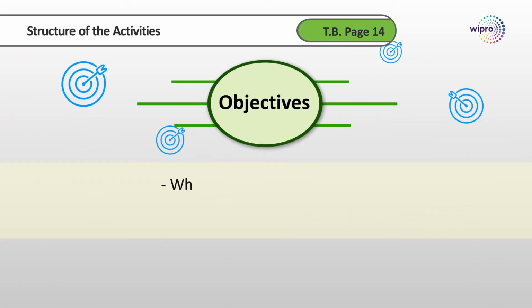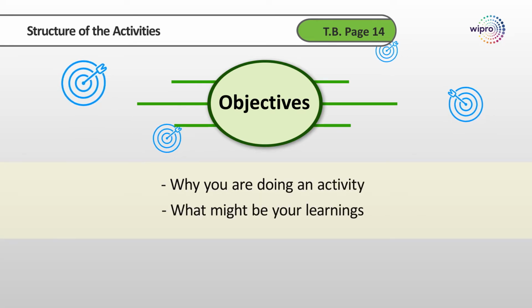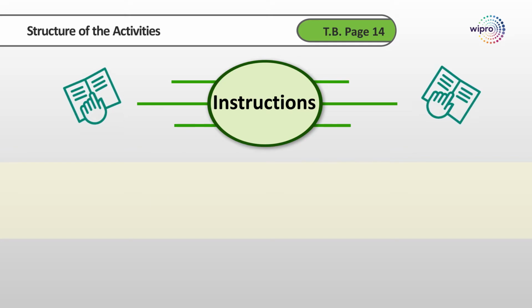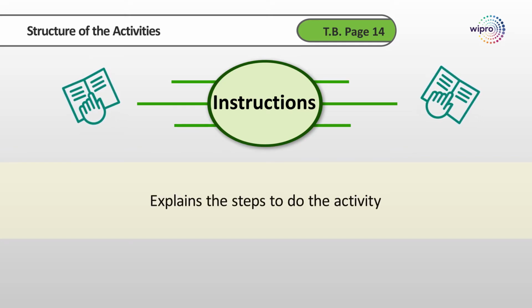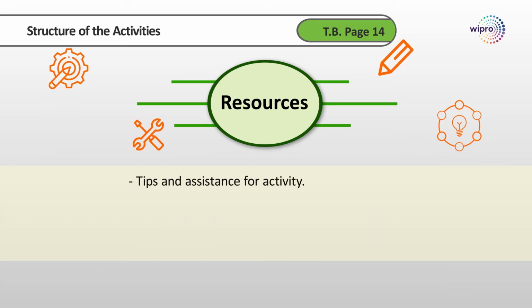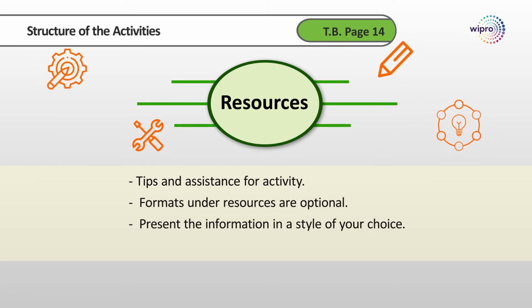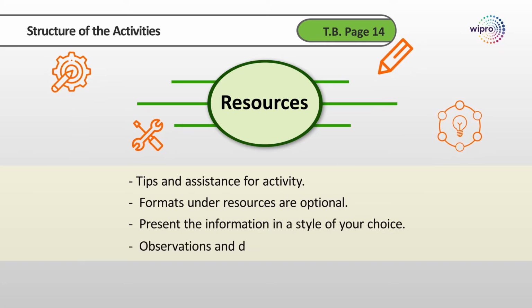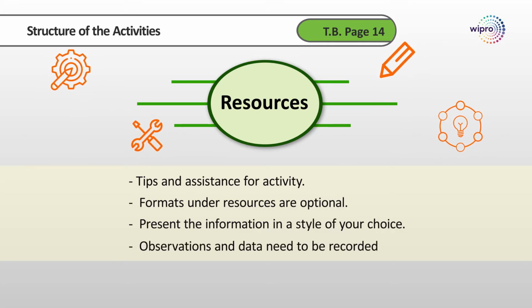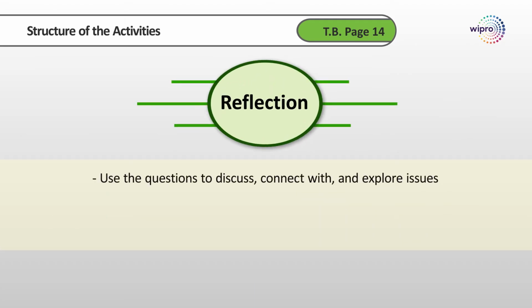Objectives. This explains why you are doing an activity and what might be learned from it. Instructions. This explains the steps to do the activity. Resources. Provides you with tips and assistance to help carry out the activity. The formats shown under resources are optional. You are welcome to present the information in a style of your choice, but observations and data need to be recorded. Reflection is an important part of the learning experience.